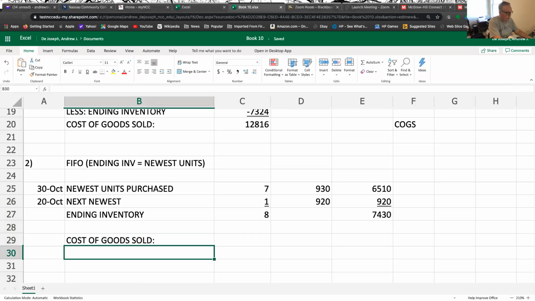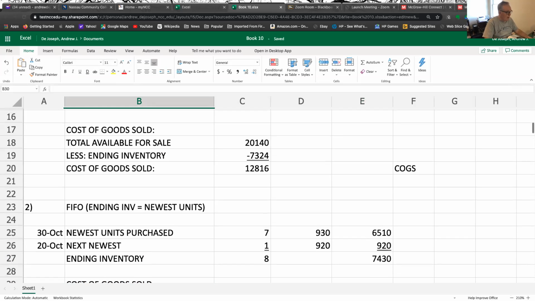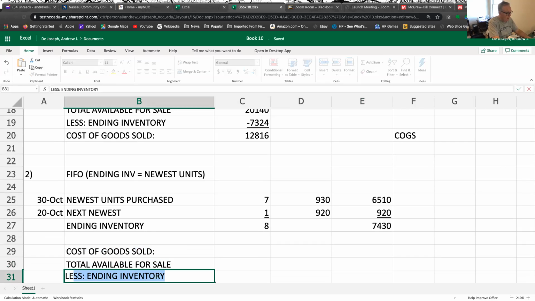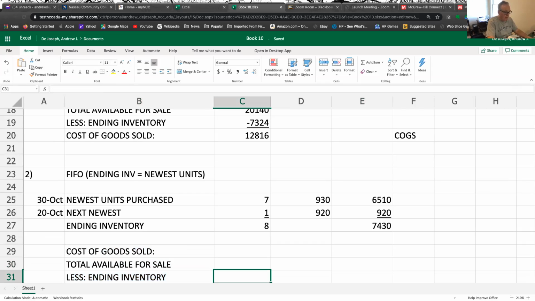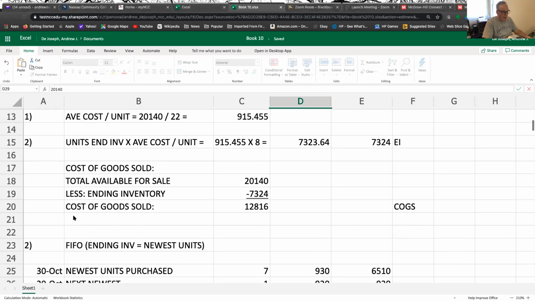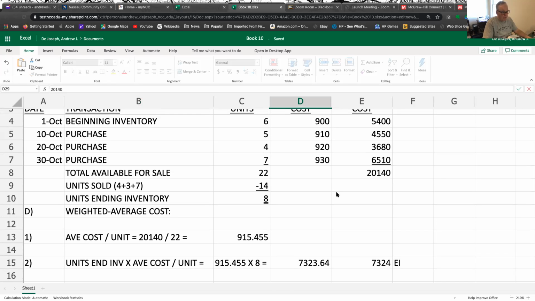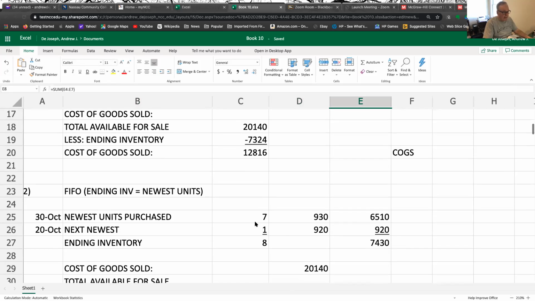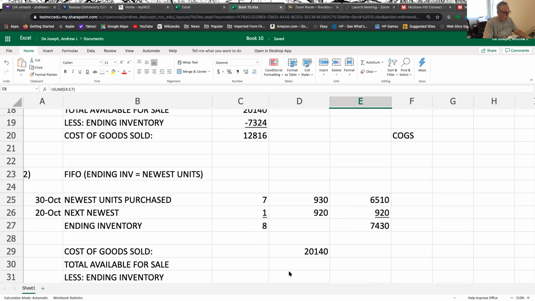Cost of goods sold is what? Just calculate it the same way. It's the total available for sale less ending inventory. The total available for sale was how much? It was $20,140, right? Go back to your chart. $20,140 minus ending inventory, which was here, $74.30.